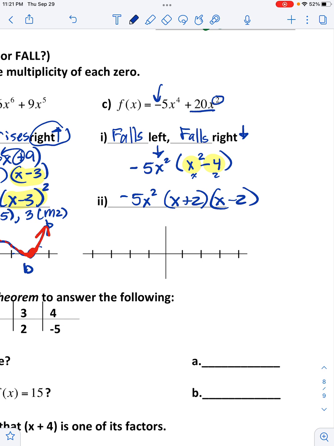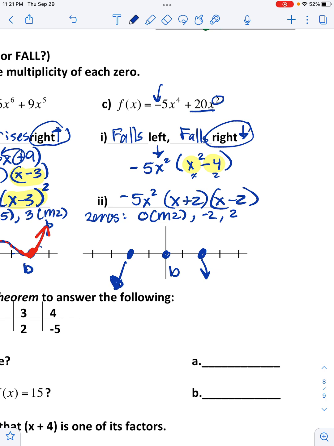This is going to generate a 0 of 0, with multiplicity 2, so that's even, so it's going to bounce there. This is going to create a 0 at negative 2 and then again at positive 2, but those do not have multiplicity, so they're just going to zip on through. Looking up at what I found earlier, my right is going to fall, and so is the left. So those are the things I know for certain.